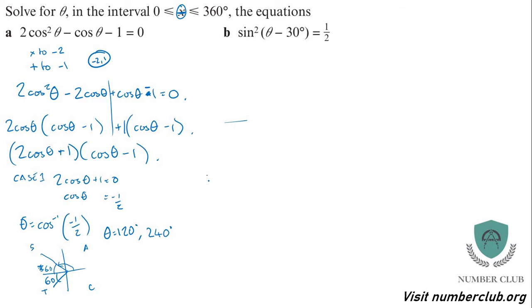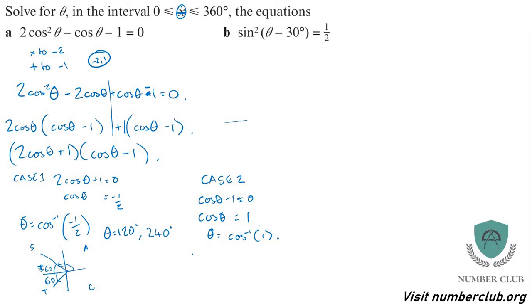The other bit, we've got case 2. Now case 2 is cos theta minus 1 equals 0. So cos theta equals 1. So theta equals inverse cos of 1. Okay, put that into your calculator. Inverse cos of 1, which is 0.